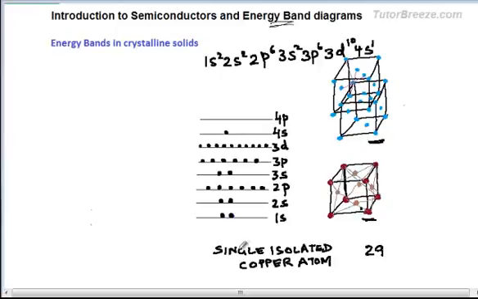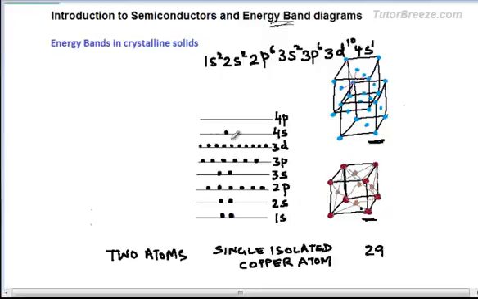Now, if 2 atoms of copper are brought close together, so now instead of 1 atom, we have 2 atoms of copper, then it is as if one atom can sense the presence of the other, and we need to take this interaction into account. So the outermost or the valence electrons are affected the most, and the inner electrons are going to be the least affected.